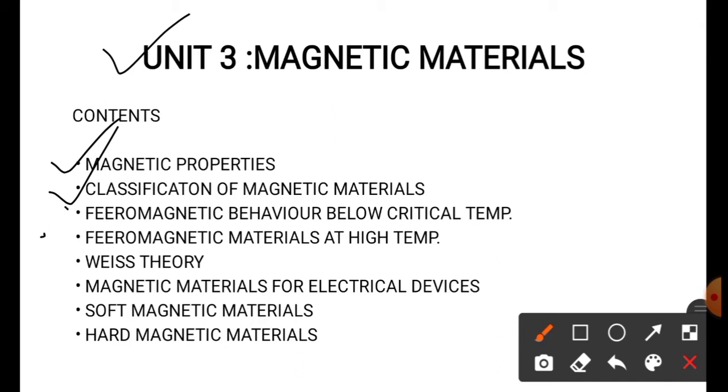Third point is behavior of ferromagnetic material below critical temperature. Next point is behavior of ferromagnetic material at high temperature. Next point is Weiss theory. Next point is magnetic material required in the electrical devices. And next point is soft magnetic materials and hard magnetic materials. These are the contents which we are going to cover in unit number 3.